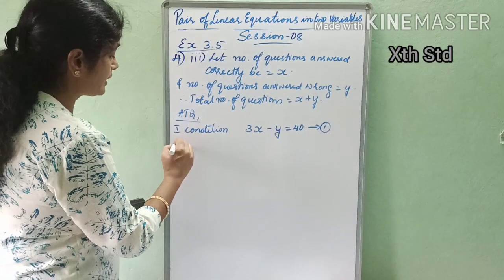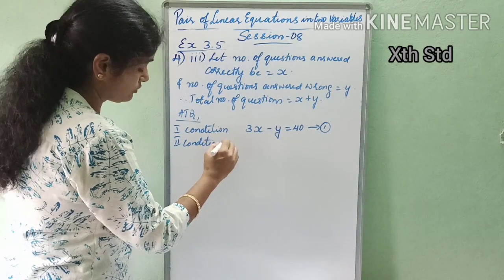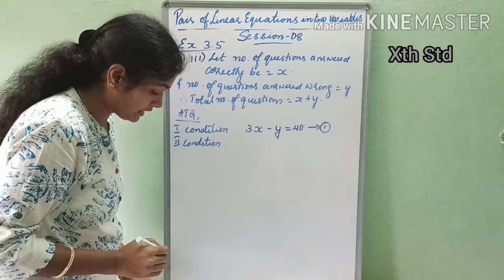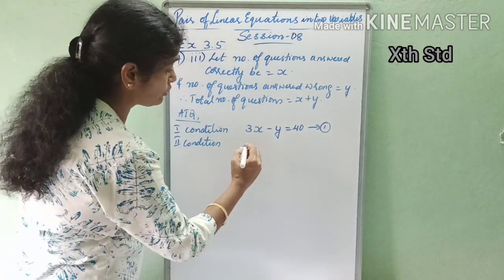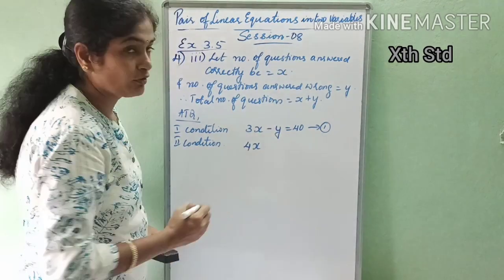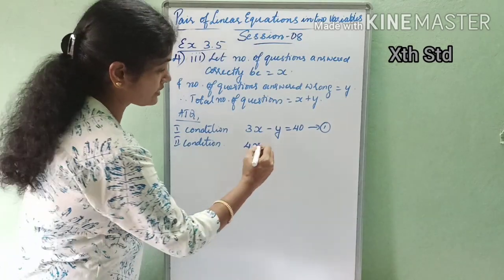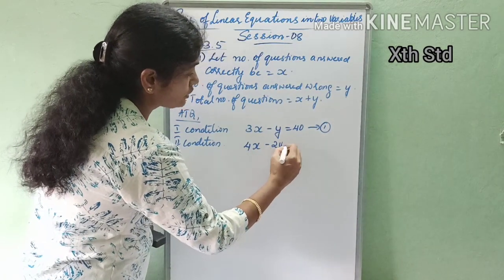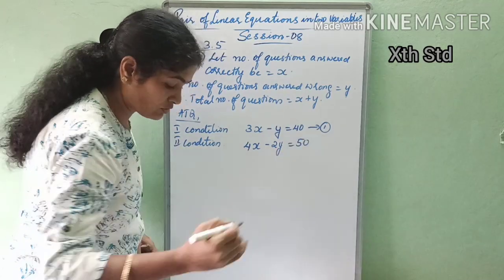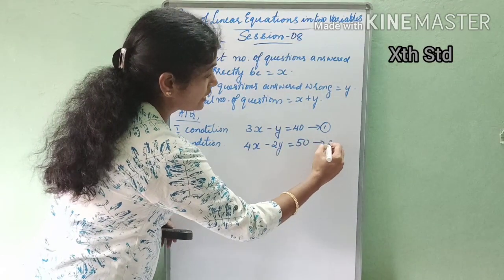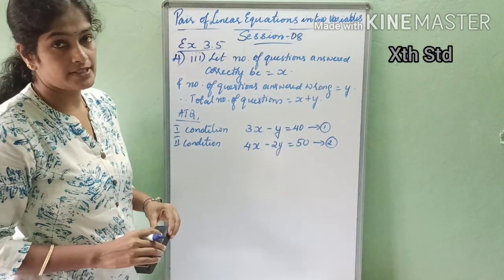Then the second condition. Had 4 marks been awarded for each correct answer, that means in total he will get 4x marks for correct answers and 2 marks deducted for each wrong answer, so minus 2y. His score would have been 50. This is your equation 2. Now solve these two to get the values of x and y.